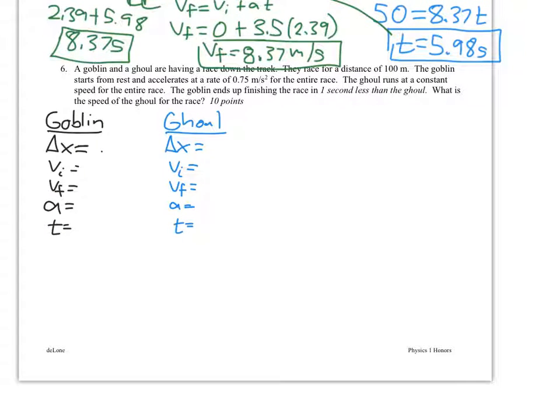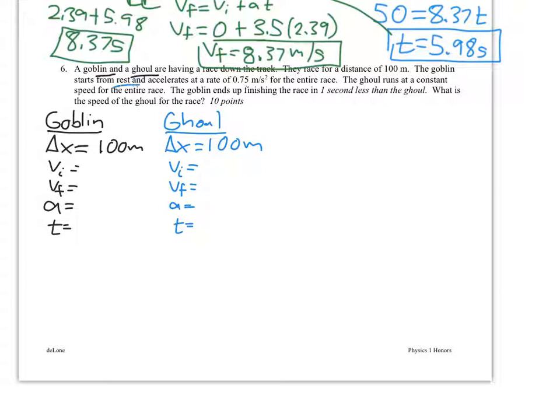All right, moving on to this next one. Once again, this one requires two setups, because we have two objects here, a goblin and a ghoul, so we're going to make a setup for each one. We know they're running a 100-meter race. That means the displacement for each one of these objects is going to be 100 meters, so I can go ahead and fill that in for both.